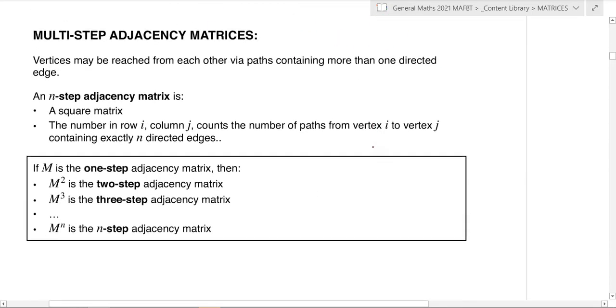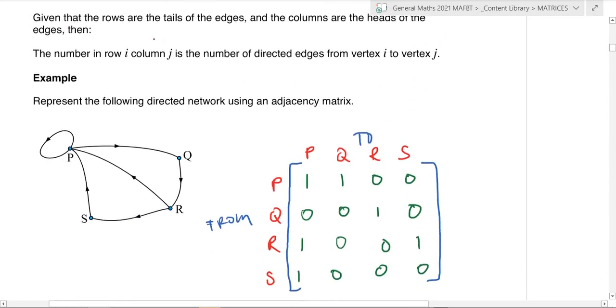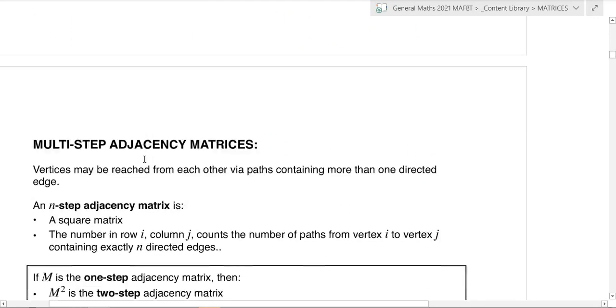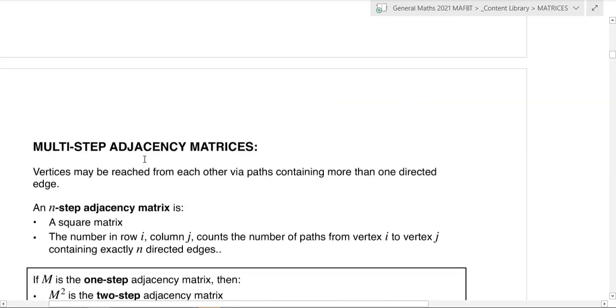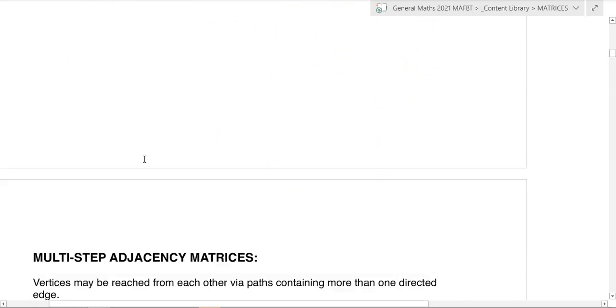So you heard me before talking about one step, or only one direct path. Now we're going to look into multi-step adjacency matrices, so more than one step. Different vertices, or different dots, can be reached via other paths containing more than one directed edge. So you can get from one vertex to another using not just one step, but two steps. What we've listed here are just your one-step connections. But now we're going to get into your 2-step, 3-step, and multiple-step connections.